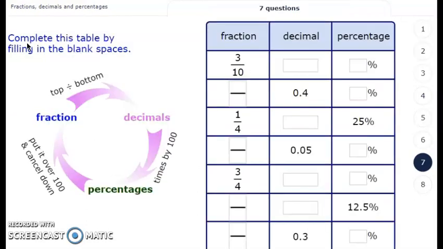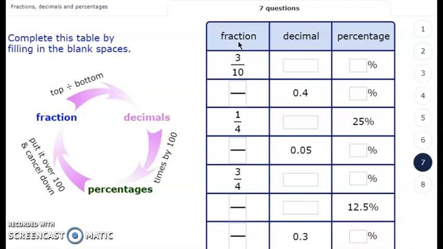So the next page shows this question. Complete this table by filling in the blank spaces. Suppose you have a fraction, top divided by bottom, you get a decimal; multiply by 100, you get a percent; put it over 100 and cancel down, and you get the fraction. So fraction to decimal, decimal to percent, that I told you earlier also. You are very frequently asked this in these exams.